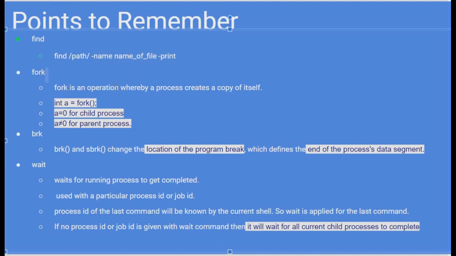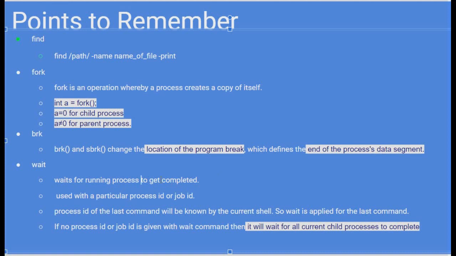Fork is an operation where a process creates its own copy. For example, if I say int a equal to fork, it will create a copy of whatever process it is running. The return value of this fork function would be 0 for the child process. So that means a has the value 0 for the child process, which is a copy of the process itself, and a is not equal to 0 if it is the parent process. Break is just about changing the location of the program break; generally we say that it is the end of the process data segment.